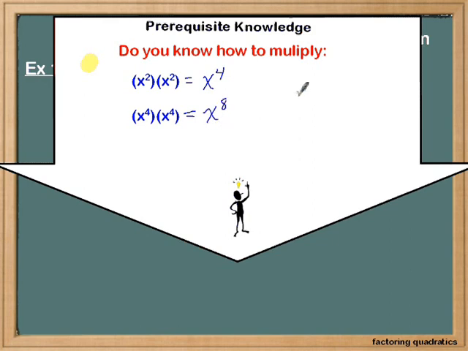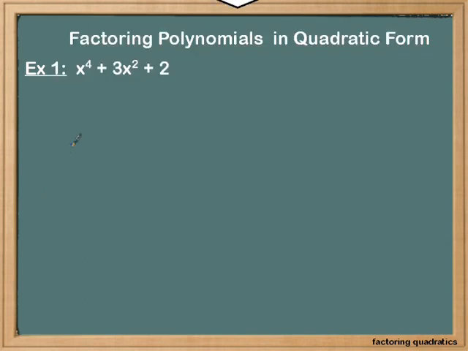Taking it one step further, how would you break down an x to the 10th power? Finding out a number times itself that would give us x to the 10th would be x to the 5th, because x to the 5th times x to the 5th gives us x to the 10th. So let's see how we incorporate this in example 1.